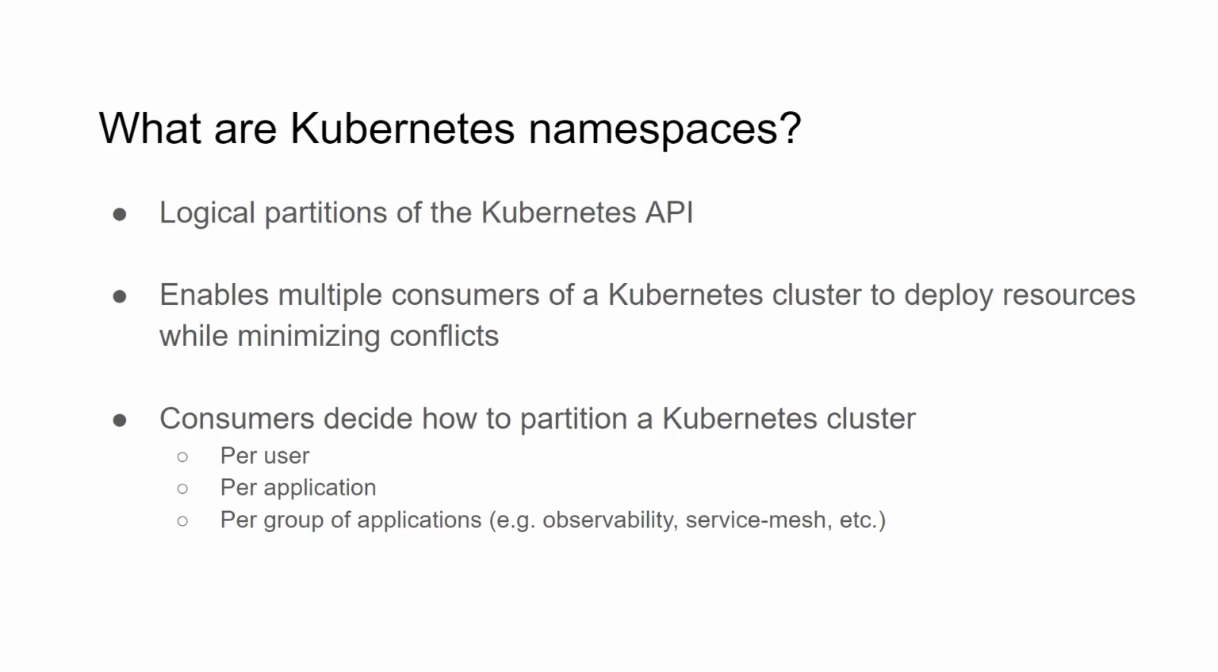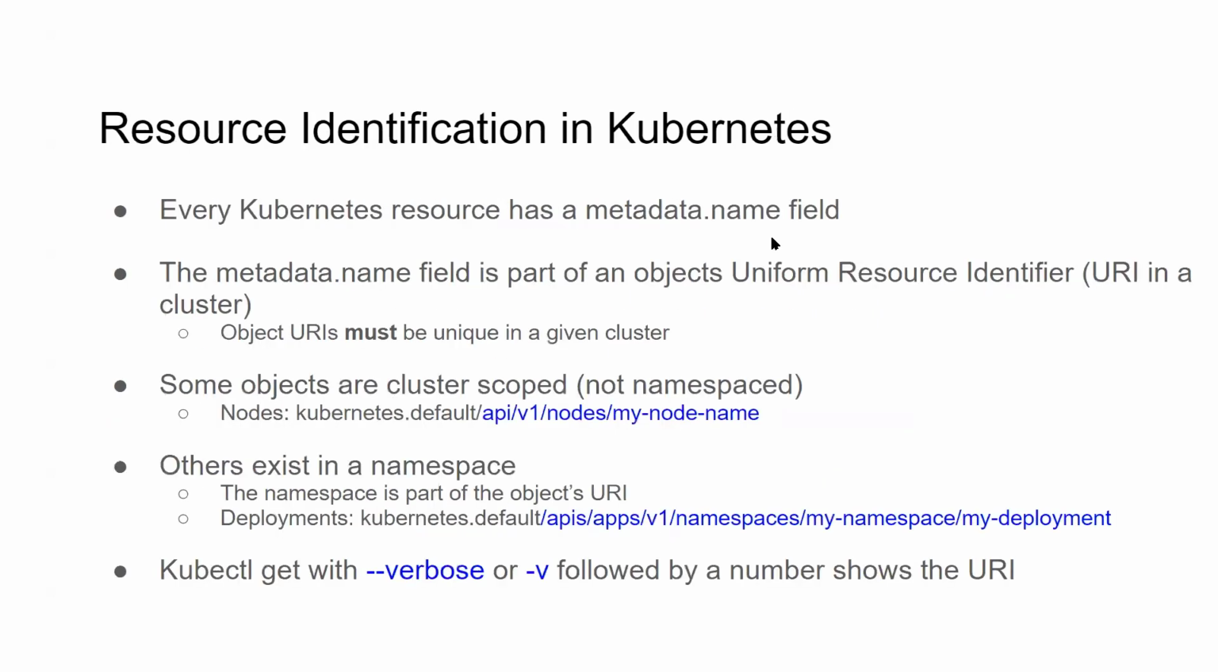It's really up to the consumers of a Kubernetes cluster to decide how they should partition that cluster, whether they do so on a per user or per team basis, on a per application basis, or maybe per group of applications, such as grouping all your observability tools or service mesh tools in the same Kubernetes namespace. Namespaces are an integral part of the resource identification in Kubernetes.